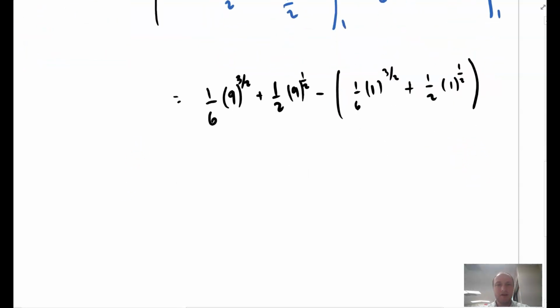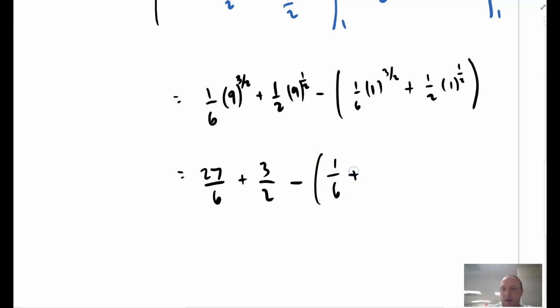Whew! Okay, so let's go ahead and tackle this one by one, pretty simplistically. So the square root of 9 is 3. 3 cubed would be 27. So we have 27/6 plus 3/2, minus 1/6, plus, 1 to the power of 1/2 is just 1, so plus 1/2. And there would be your answer.